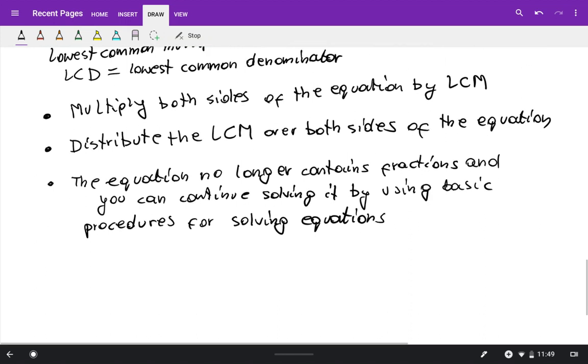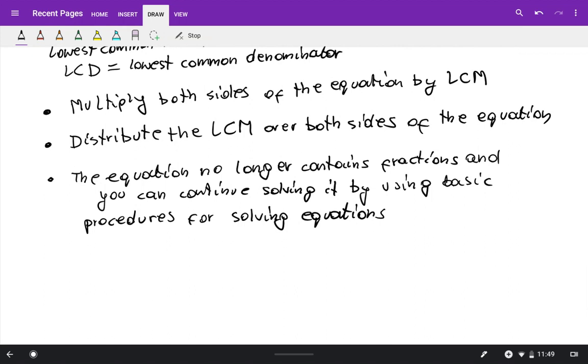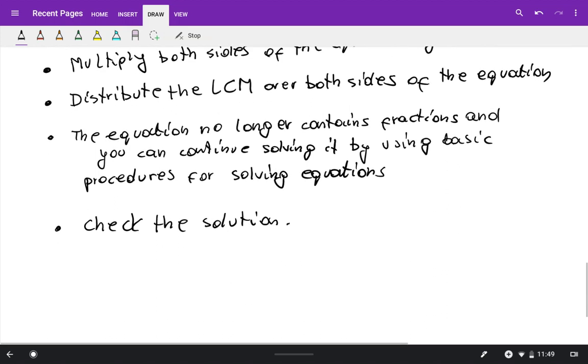Which means combine like terms. Only keep expressions with variables on the left side, move everything to the other side, and the last step will be to divide both sides by the coefficient which you have in front of the variable. And check the solution. Usually I leave that for students to do at home.